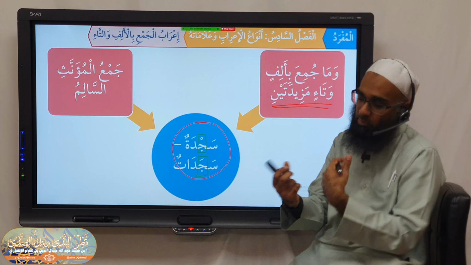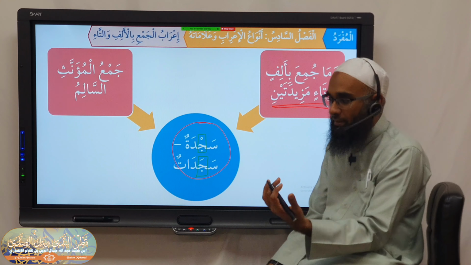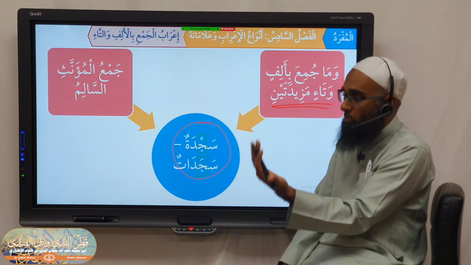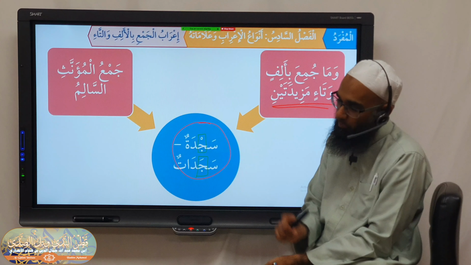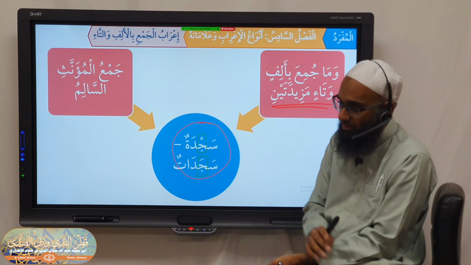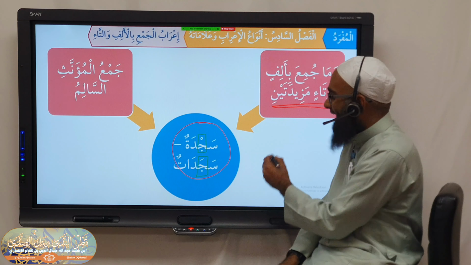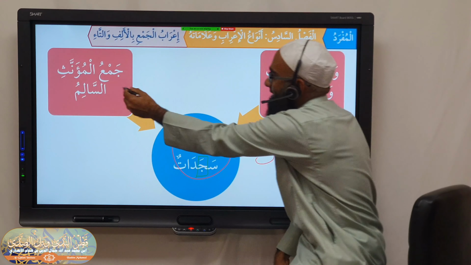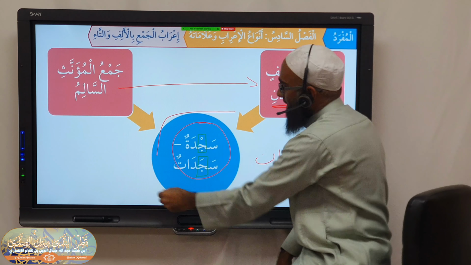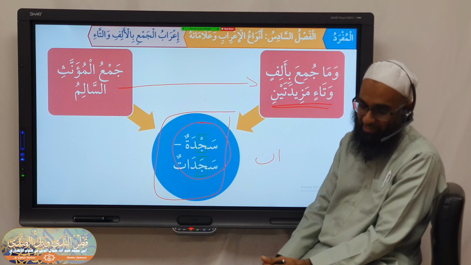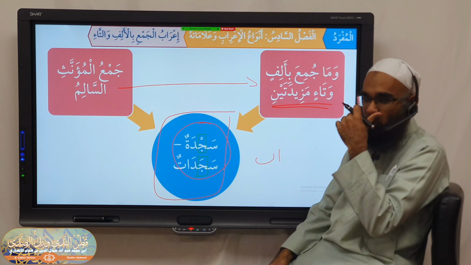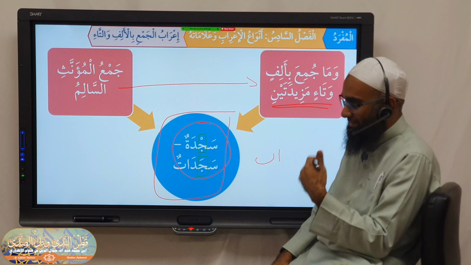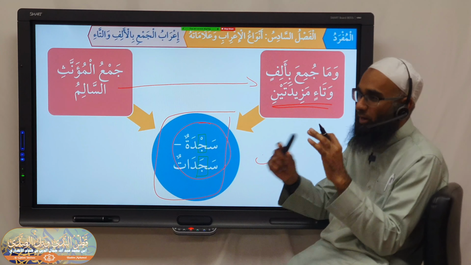Well, they call it Jam'ul Mu'annas Salim because they're not being too technical. But what he's called it is Ma Jumi'a bi alifin wa ta'in Mazidatain. That's what he's called it. But most grammarians just use simple Jam'ul Mu'annas Salim. And what they mean is anything that has atun at the end. So they say this, but they mean this. They don't think about this. Do you understand? But again, they probably weren't so technical. And as I said, we're getting a higher level of Nahw, so they're trying to make sure everything is defined properly, explained properly.